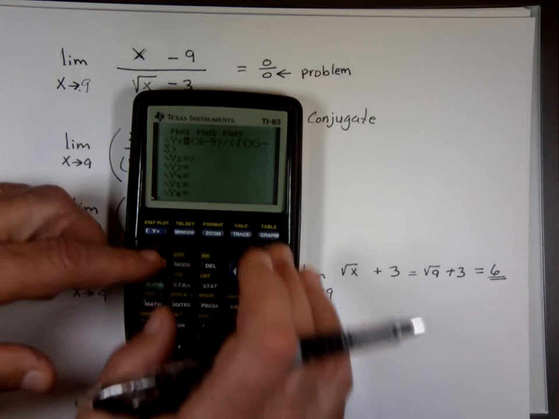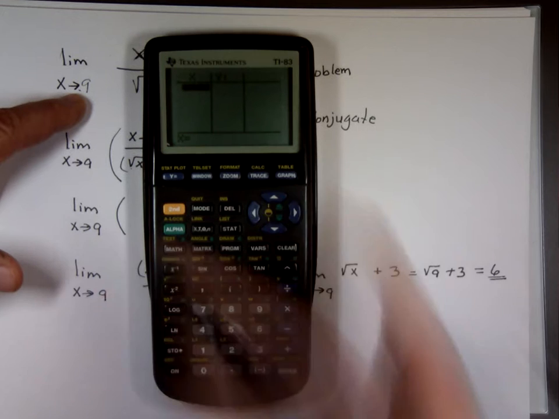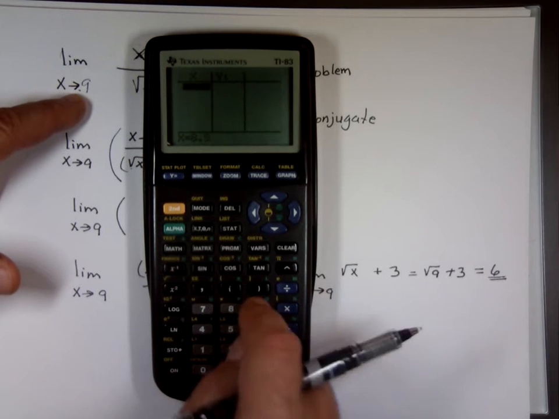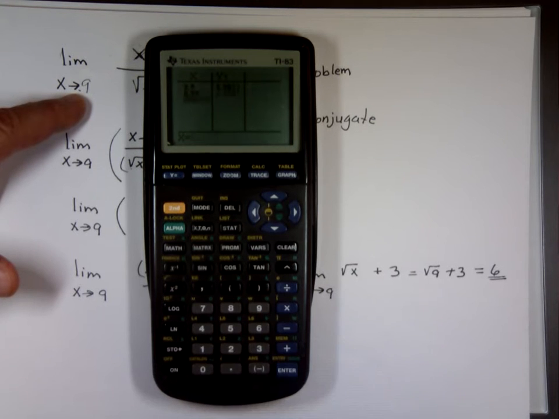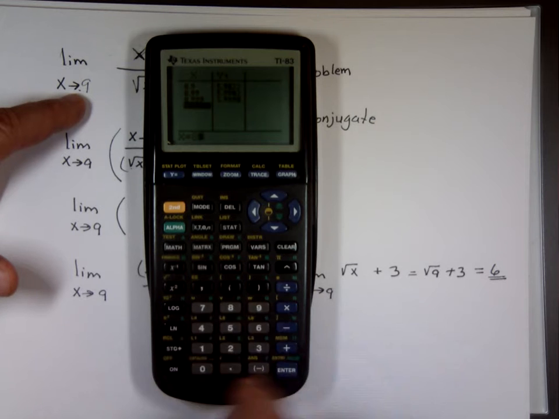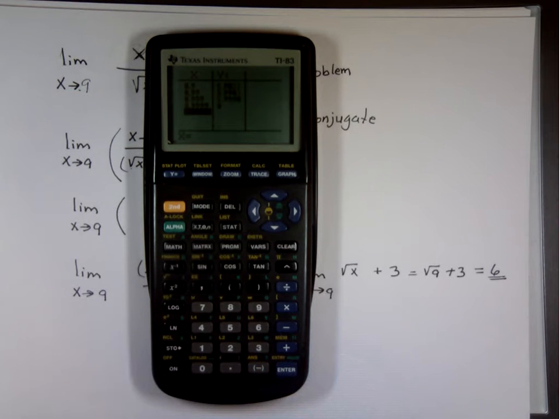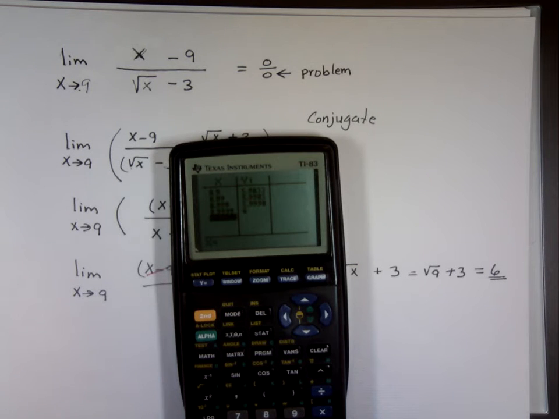Let's look at the 9 from the left side. You're not at 9, 8.9, 8.99, 8.999, 8.9999. What do you see that number is going toward? Can you see it? 6, right? Can you see the 6 there?